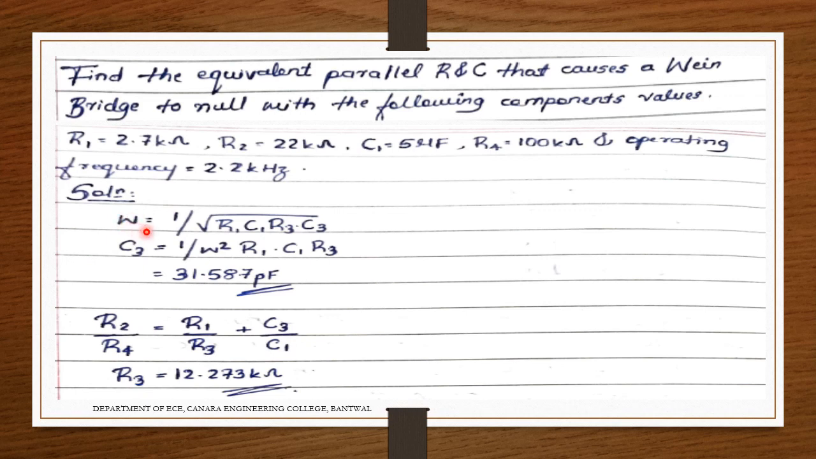Okay, so what is the formula? You can write F is equal to 1 by 2 pi, or omega is equal to 1 by square root of R1 C1 R3 C3. I require C3, so I'll square both sides. So 1 by R1 C1 R3 C3 equals omega squared. For that purpose I have taken omega here. This is the simplest way. C3 I'll take as 1 by omega squared, where omega is 2 pi into 2.2 kilo, the whole square, times R1 2.7 kilo ohm, C1 5 microfarad, R3.